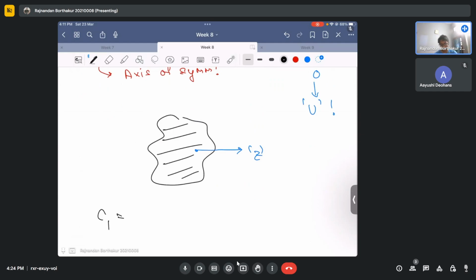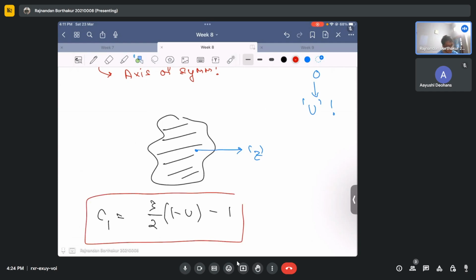your C1 will come out to be 3 by 2 times (1 minus u), minus 1. That's it. You just solve those four equations, and by solving you will see that C1 comes out to this. You can do it at your place, and you can verify this result.